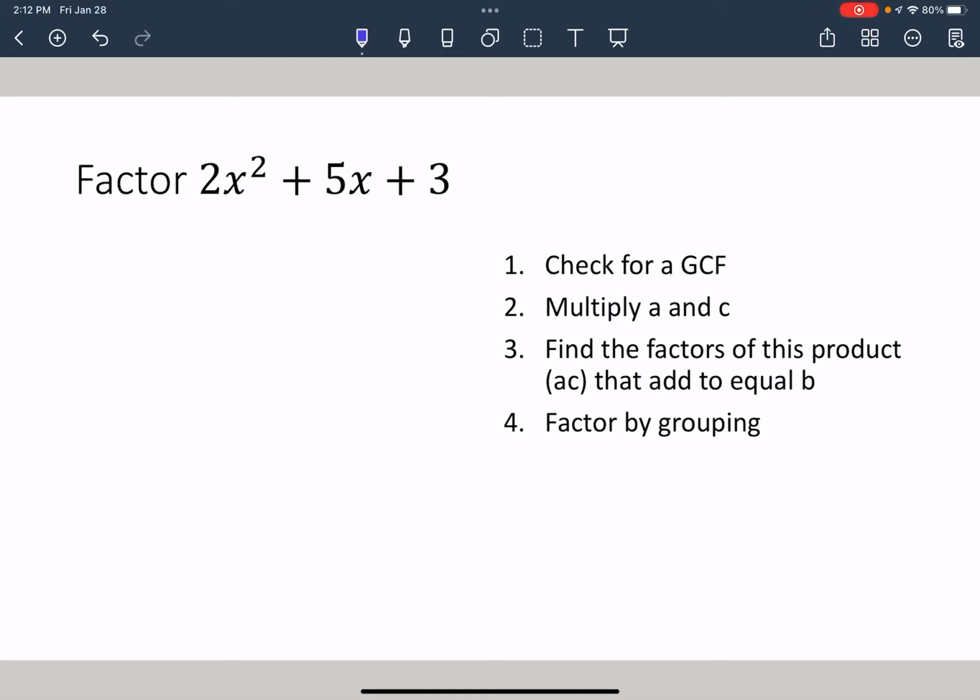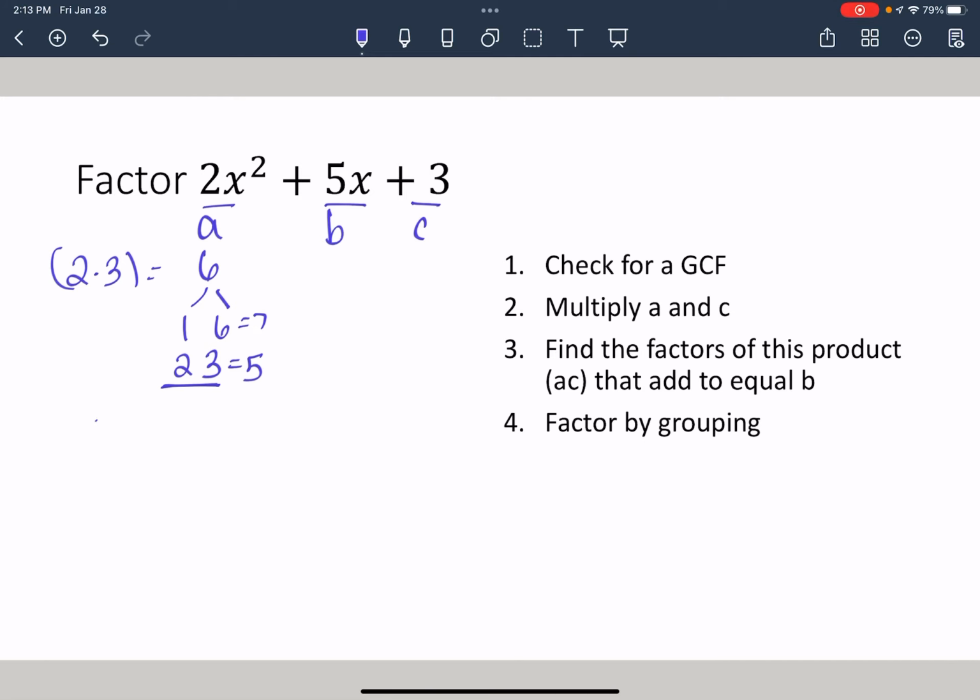So let's look at this. Here we have 2x squared plus 5x plus 3, and we don't have a GCF for 2, 5, and 3. So let's go ahead and multiply a times c. 2 times 3 gives us 6. So we need 2 factors of 6 that are going to add up to 5. The factors of 6 are 1 and 6, and 2 and 3. So 2 and 3 are the factors that add up to 5.